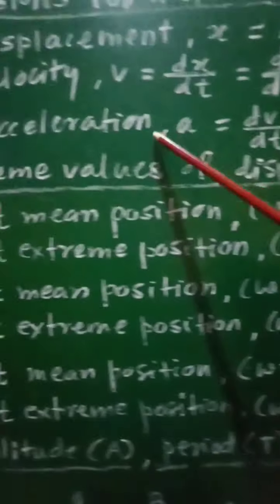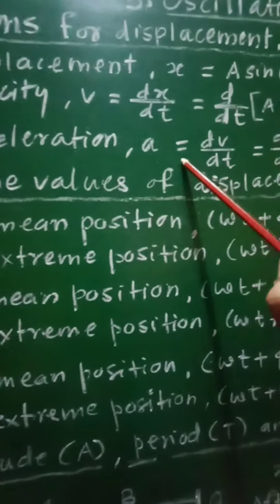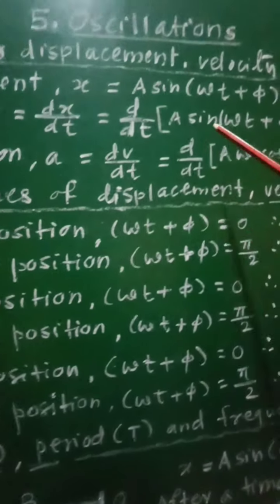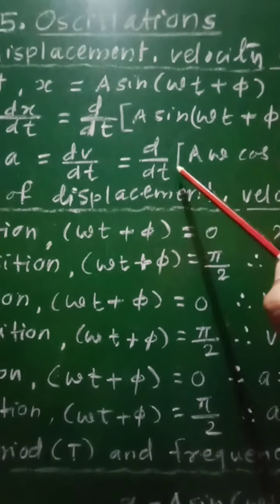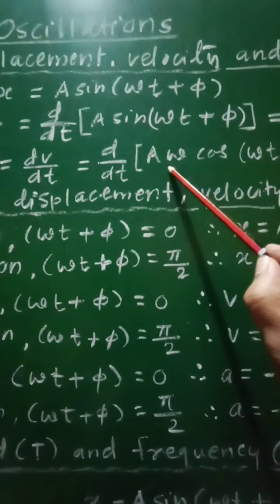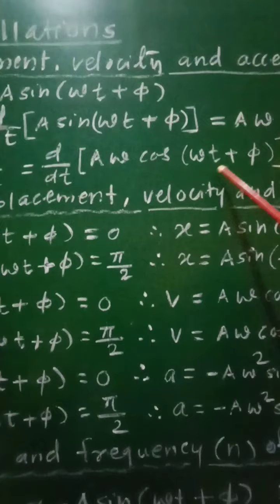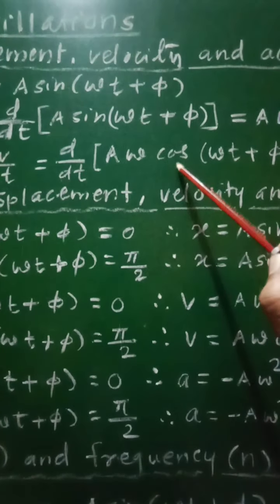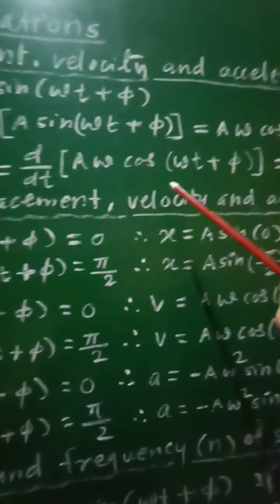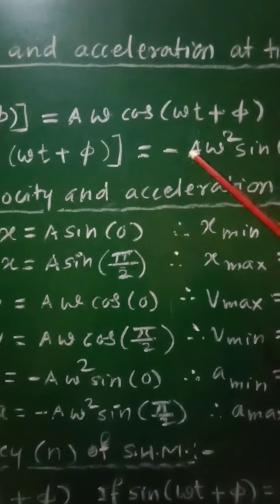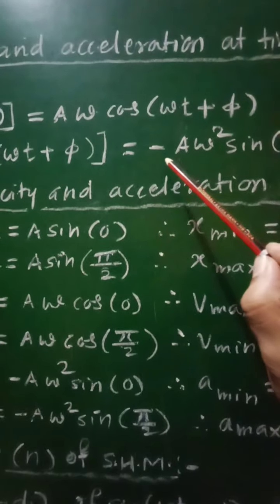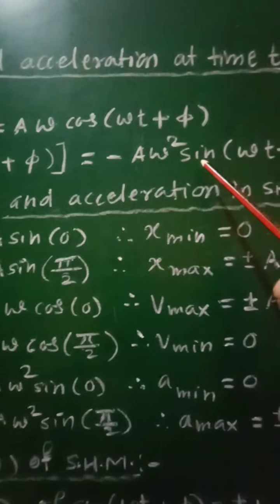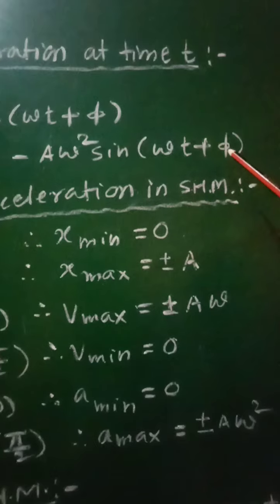Now the acceleration a is equal to dv by dt, that is d by dt of this velocity v, that is d by dt of a omega cos(omega t plus phi). Again derivative of cos will be minus sine, omega is again constant, and therefore by the rules of derivative we will get acceleration equal to minus a omega square sin(omega t plus phi).